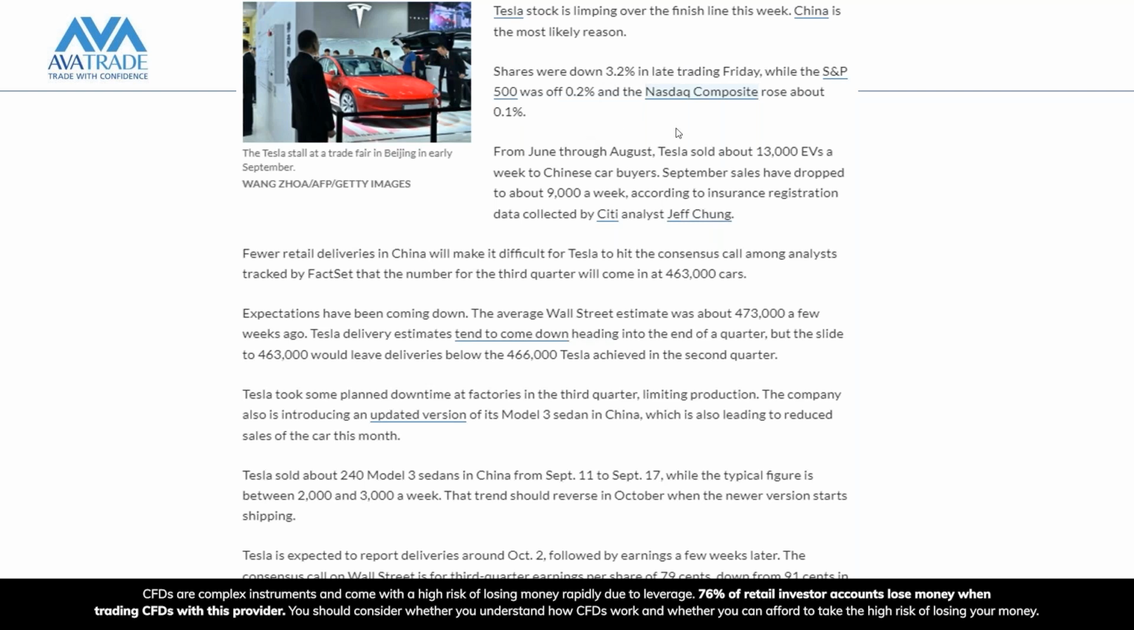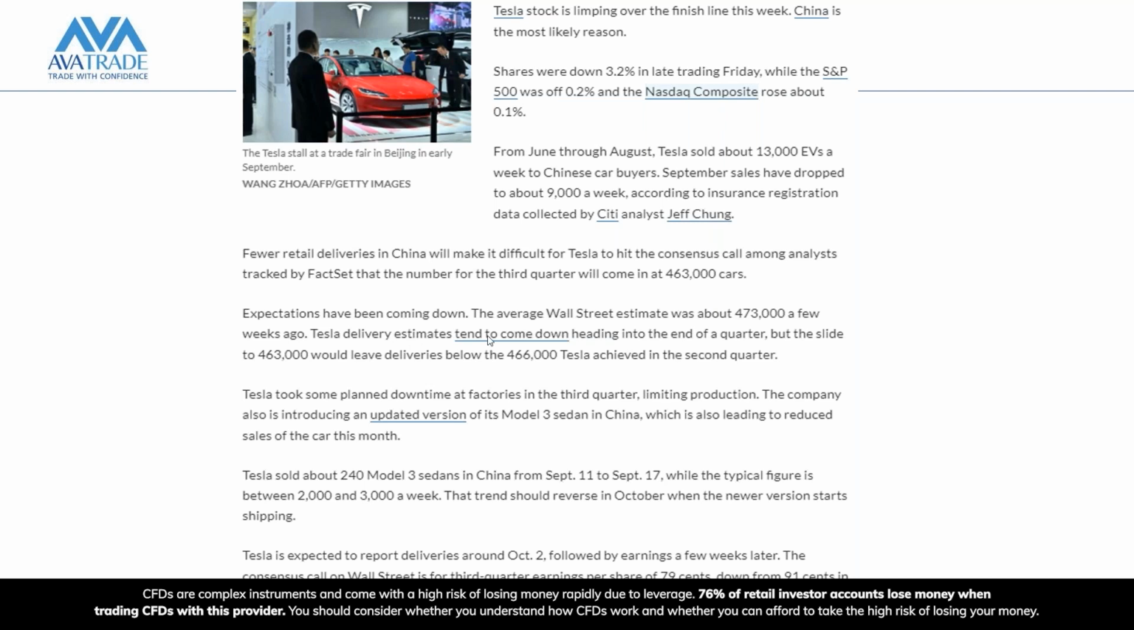From June through August, Tesla sold about 13,000 electric vehicles a week to Chinese car buyers. September sales have dropped to about 9,000 a week, so from 13,000 to 9,000, according to insurance registration data collected by Citi analyst Jeff Chung. Fewer retail deliveries in China will make it difficult for Tesla to hit the consensus call among analysts tracked by FactSet, that the number of the third quarter will come to 463,000.